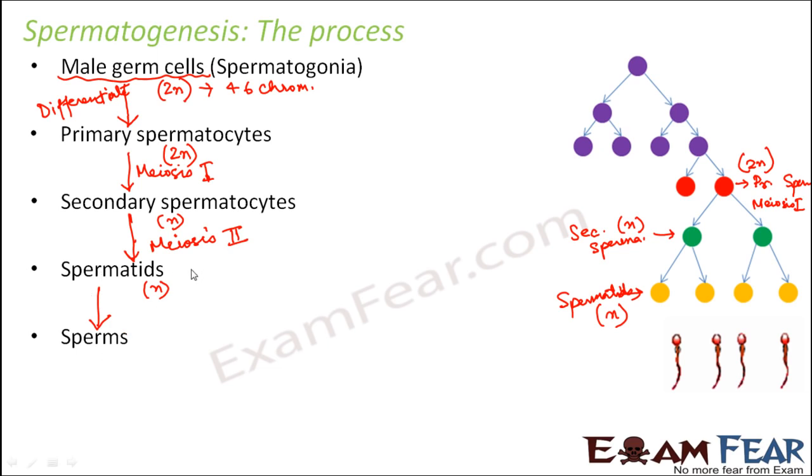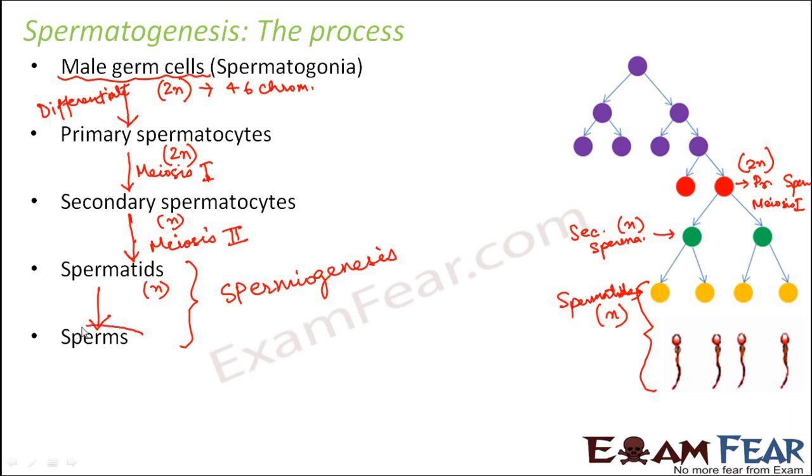And the process where the spermatids get transformed into sperms is known as spermiogenesis. The entire process of sperm production is called spermatogenesis, and this step where the spermatids get transformed into sperms is called spermiogenesis.